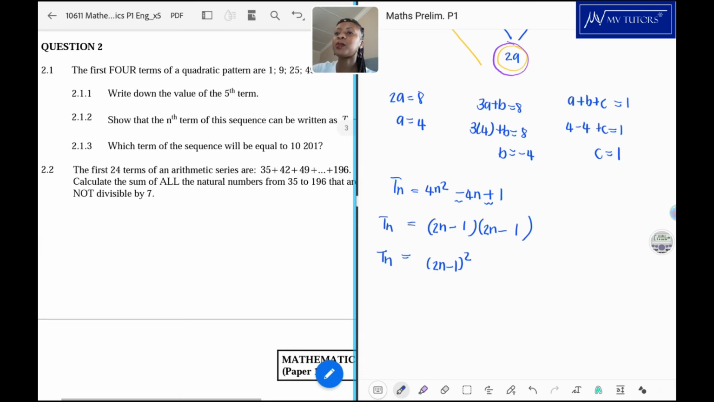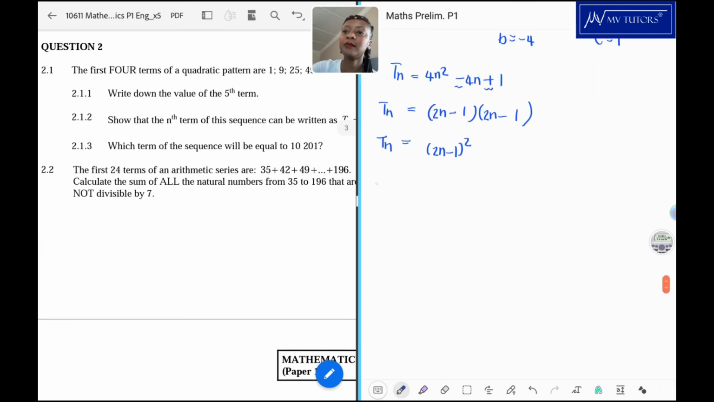And now 2.1.3, they are saying which term of the sequence will be equal to 10,201. So basically taking our equation, let me just write it again. Okay, this is our term formula. And now they told you what term. Okay, so that term is, they told you the number. We're going to look for the term. We're going to look for n. So we have 10,201, okay, is equal to 2n minus 1 squared.